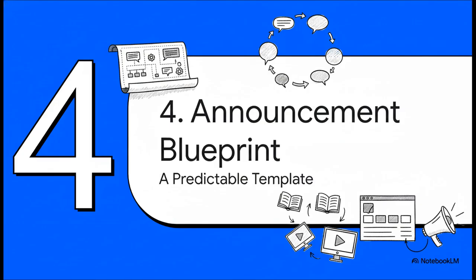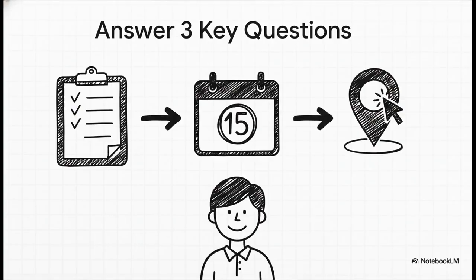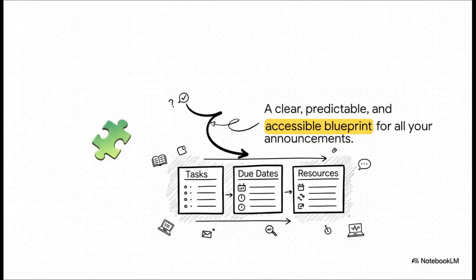Okay, let's put it all together. Here is a blueprint for the perfect accessible announcement that you can steal for your own courses. This is going to take all the guesswork out of your weekly communications. A truly great announcement is predictable. It lowers student anxiety because it always answers 3 key questions right up front. What exactly do I need to do? When is it due? And where do I need to go to do it? And this is what that looks like in practice.